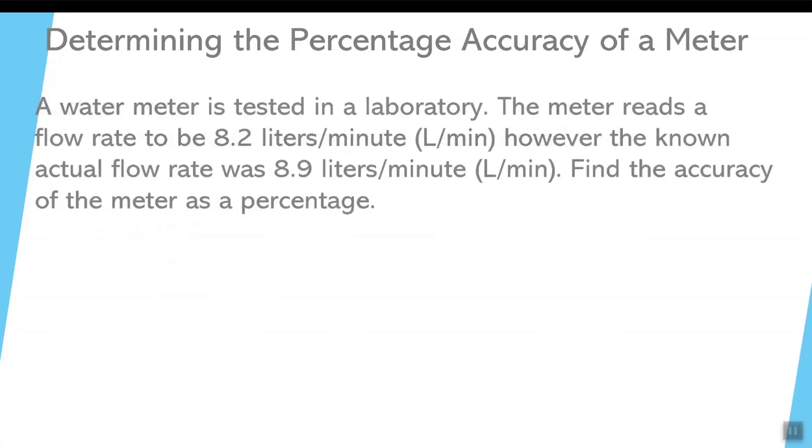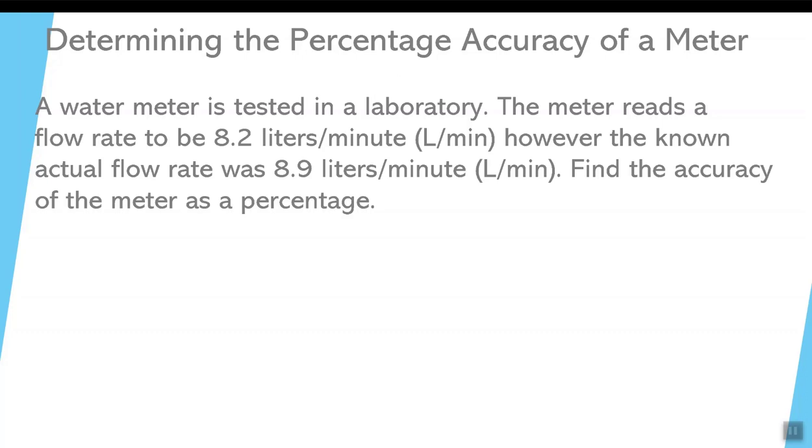The example that we're going to look at today is a water meter is tested in a lab. The meter reads a flow rate to be 8.2 liters per minute. However, the known actual flow rate was found to be 8.9 liters per minute. Find the accuracy of the meter as a percentage.